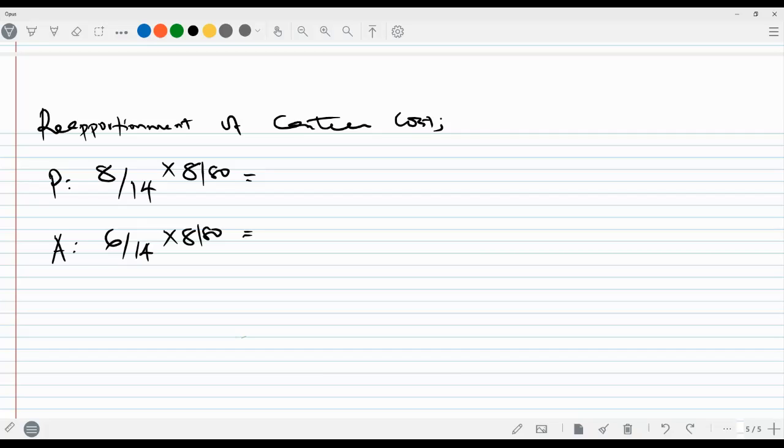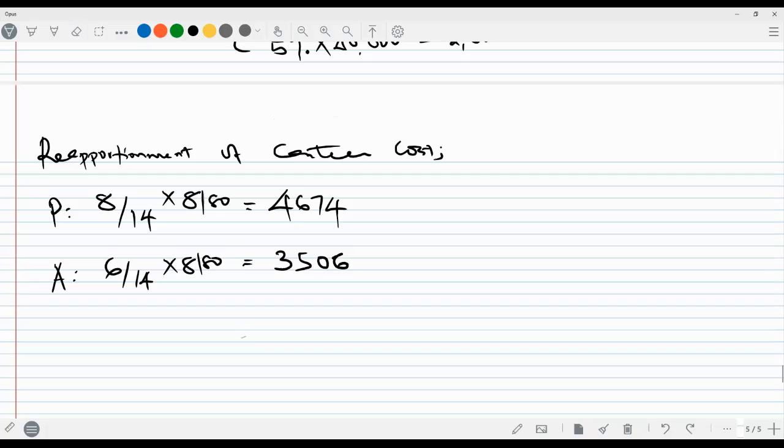4674.29. Let's just ignore the decimal, so 4674. Okay, the assembly: 3,505.71. Ignore the decimal, 3,505. Sir, it is 3505.71, so the nearest is 506, right? Yeah.